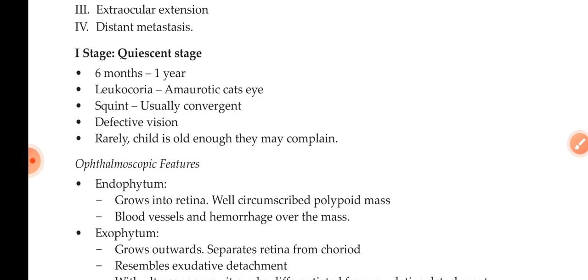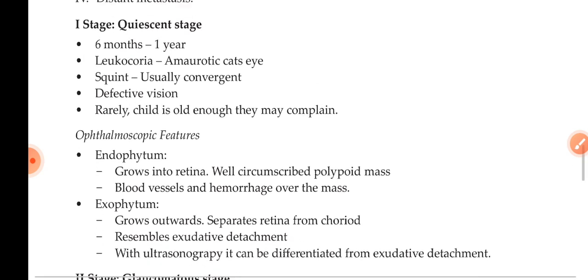Squint, usually convergent squint. The tumor presses on the eye, therefore the eye will move, as if the boy is looking at the nose. Convergent squint is seen, that is esotropia. Defective vision; if the child is old enough, they can complain. They can also complain of eye pain.